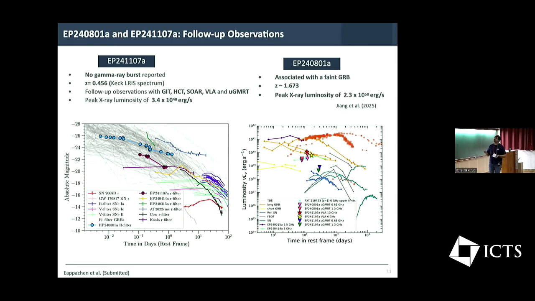GRBs. And here, we had two epochs of GMRT observations for 240801A, but it only gave us upper limits from uGMRT. And for 241107A, we again have two upper limits in band 4 and band 5, but we have a detection in VLA. That again agrees with the long GRB progenitor, the region of parameter space occupied by these GRBs.